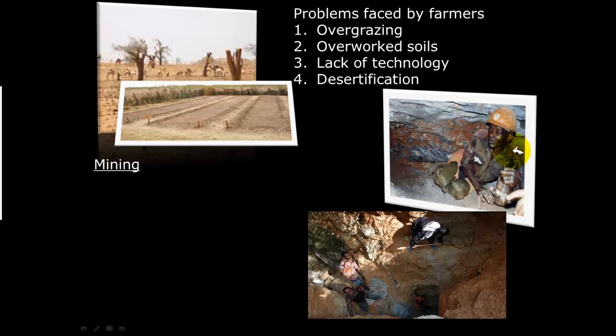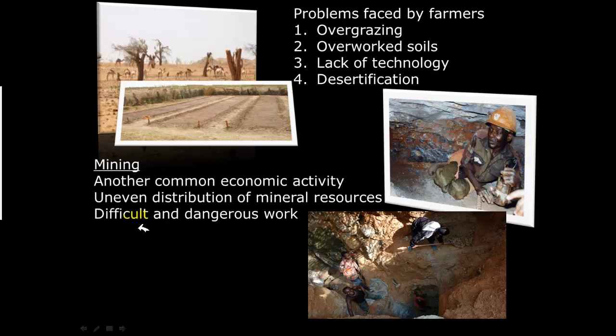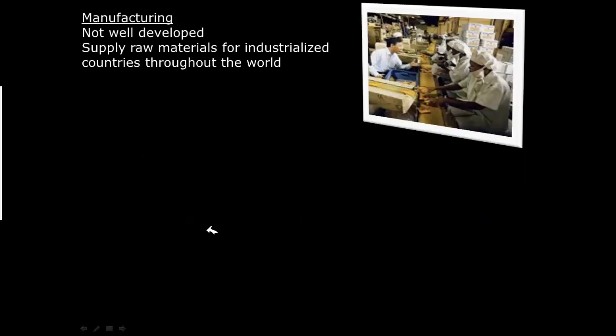Mining is another aspect of sub-Saharan Africa's economy, and it's another economic activity. Now, of course, there is uneven distribution of mineral resources. What that means is there are certain countries that will have more gold or more resources than other countries. Those countries that have more resources tend to be involved in more mining. And also, mining is very difficult and dangerous work. If you take a look at these pictures, depending on the type of mining you're doing, you're literally underground.